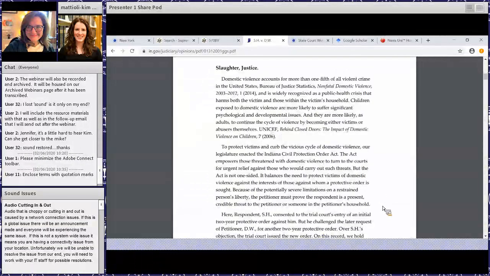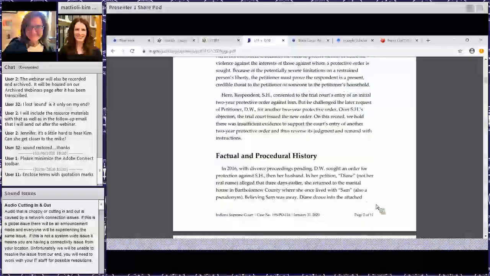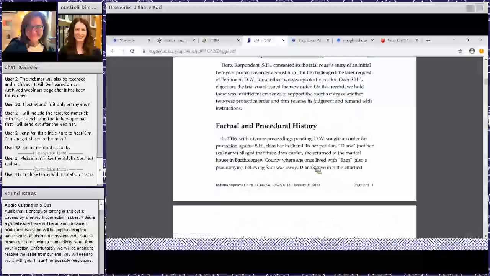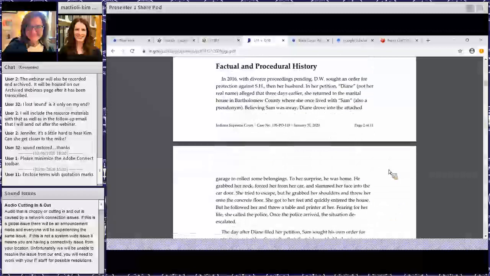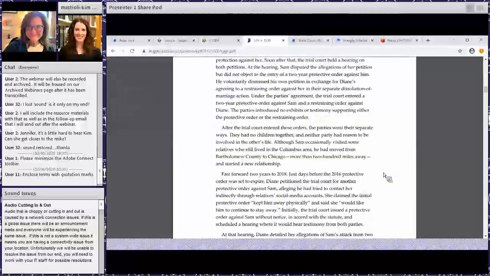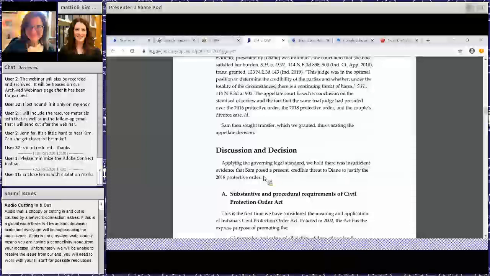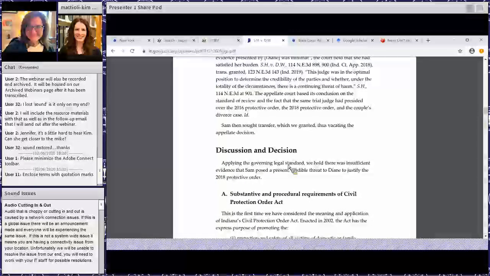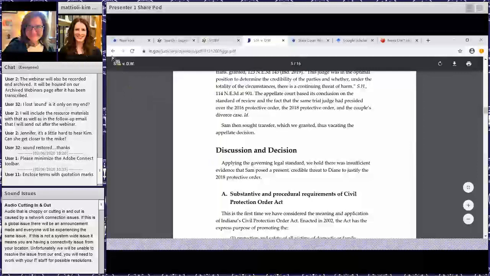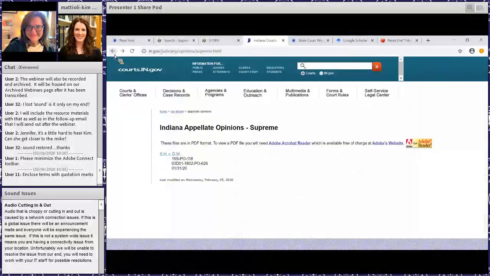So here is the text of the opinion. It looks like this is kind of an intro, and then it gives you the factual history so you can see what happened in the case. That'll give you the facts of the case. And then if you keep scrolling down, you'll eventually get to the discussion and then the decision. At least this case on the Indiana level was much easier to parse through than the ones on the Supreme Court level. I can't guarantee that all Indiana cases will be easy, but this one looks like it's a little bit shorter at least.